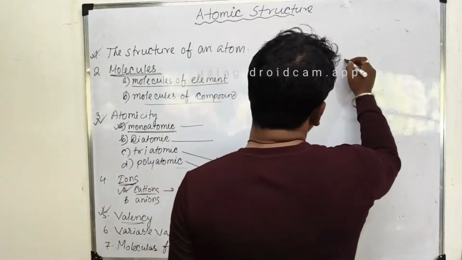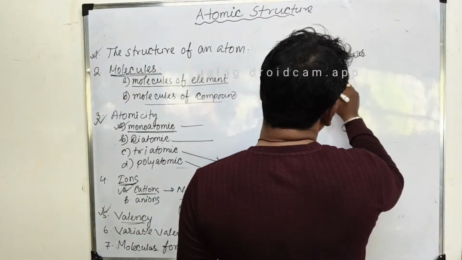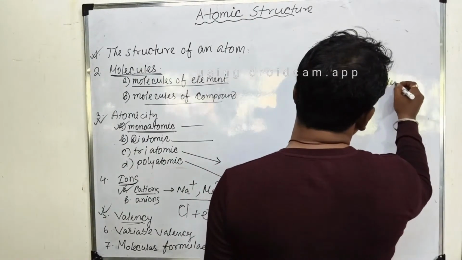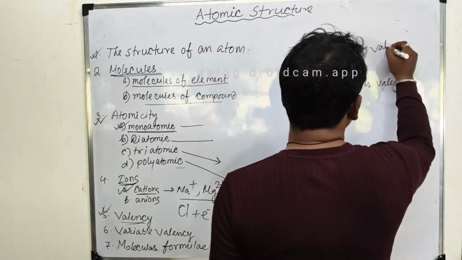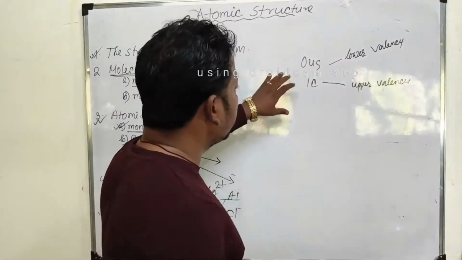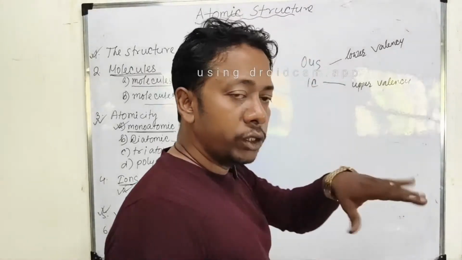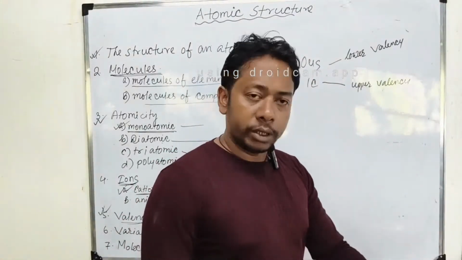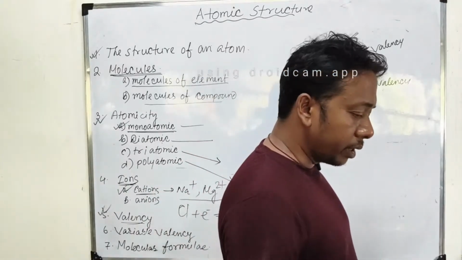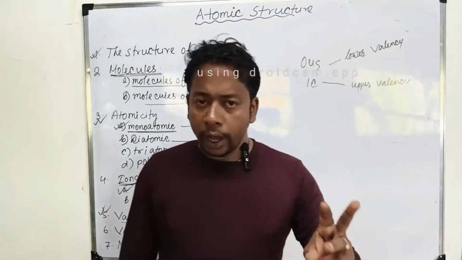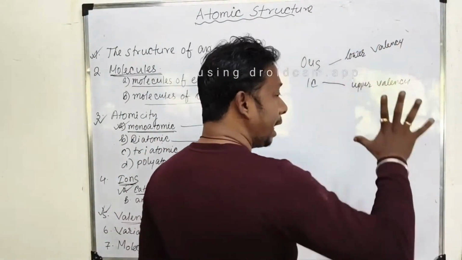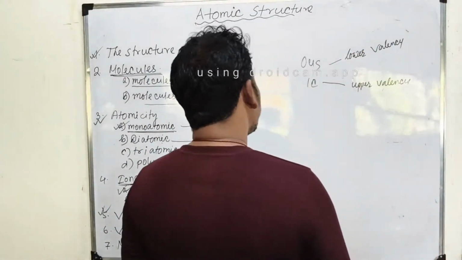"Ous" means the lower valency. "Ic" means upper valency. That means if an element shows two valencies, one is the lower valency and one is the upper valency, maybe two, maybe three. Think about iron, which shows two valencies, that is iron 2 and iron 3. So here 2 is the lower valency and 3 is the upper valency.